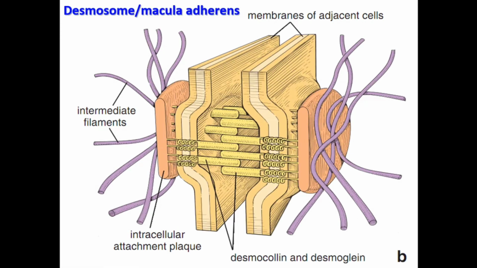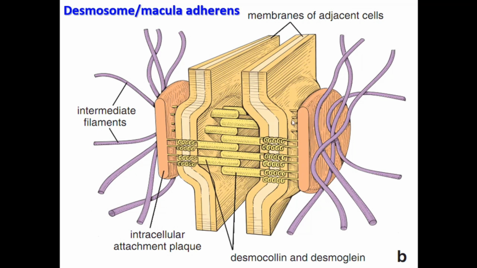The third junction is desmosome or macula adherens. You can see here the cell membrane from two cells and the intercellular or paracellular space. The protein participating in the desmosome junction is also cadherin, like the adherens junction. But you can see here we have special names for this cadherin, the desmocollin and the desmoglein.